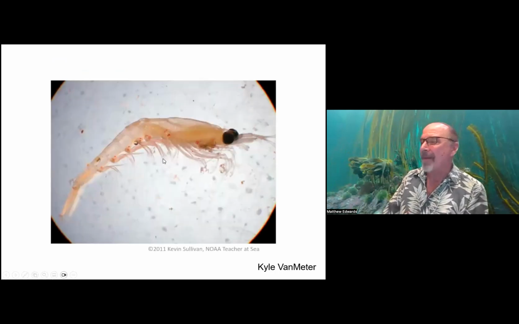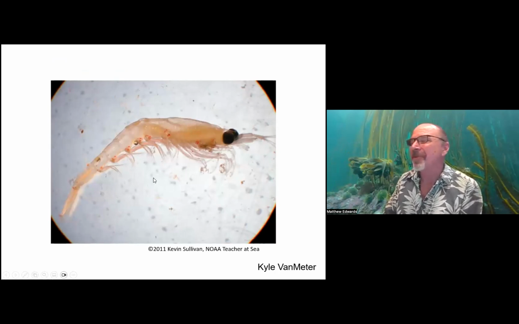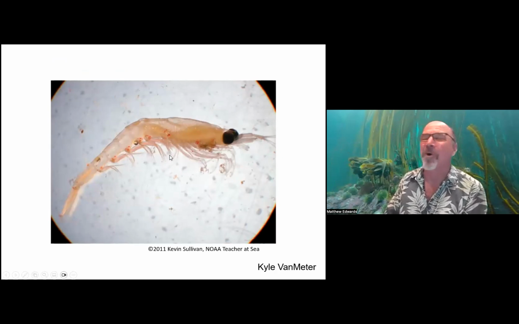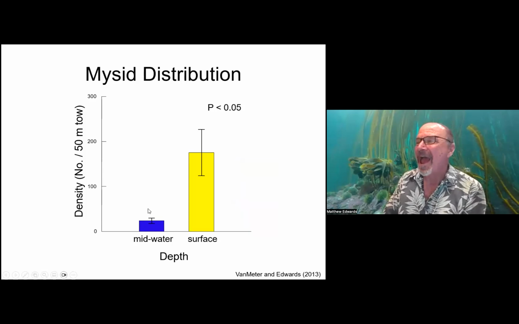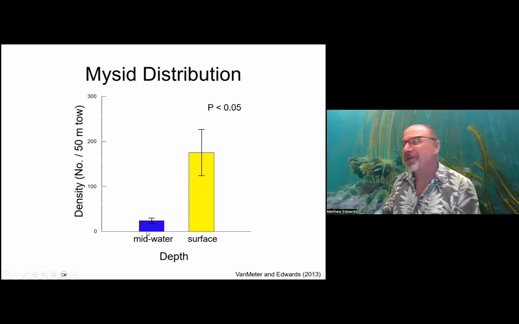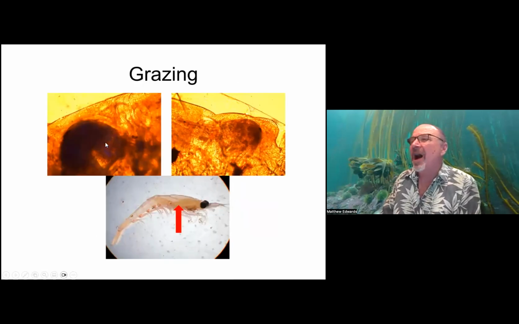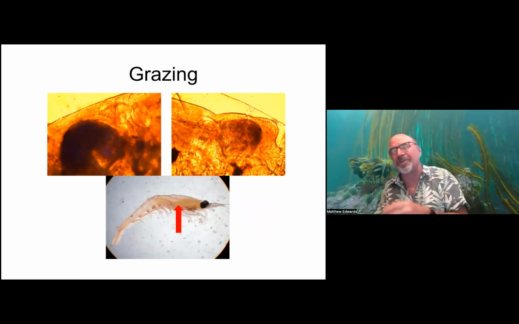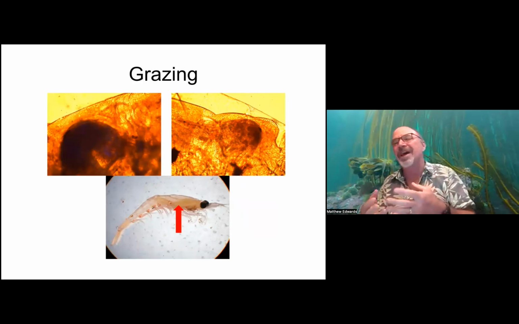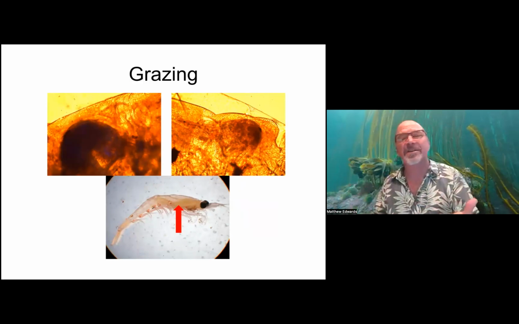Okay, I'm going to rush, kind of go through this because I know I'm getting long in the tooth. I want to leave some time for questions, but this is a really cool project by an undergrad in my lab, Kyle Van Meter, who looked at mysid shrimp, and we asked, well, what about spores being grazed on? We can look at mysid distribution, and this is in the midwater, and mysids are more concentrated at the surface. And if you look at grazing, we can put mysids in dishes with swimming zoospores and simply ask, do mysids graze the zoospores?